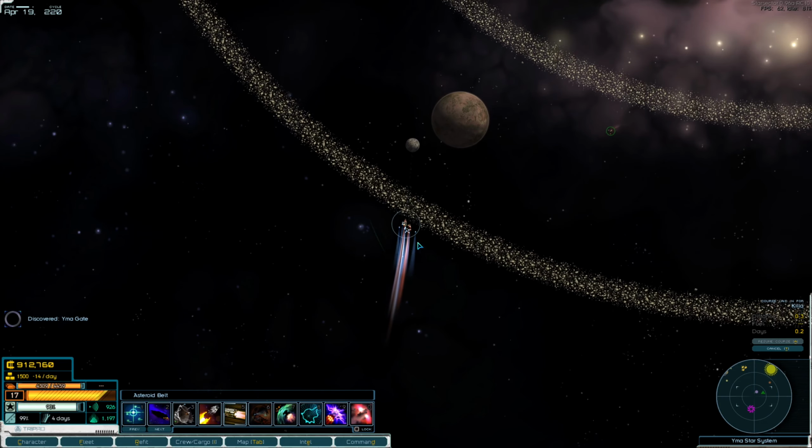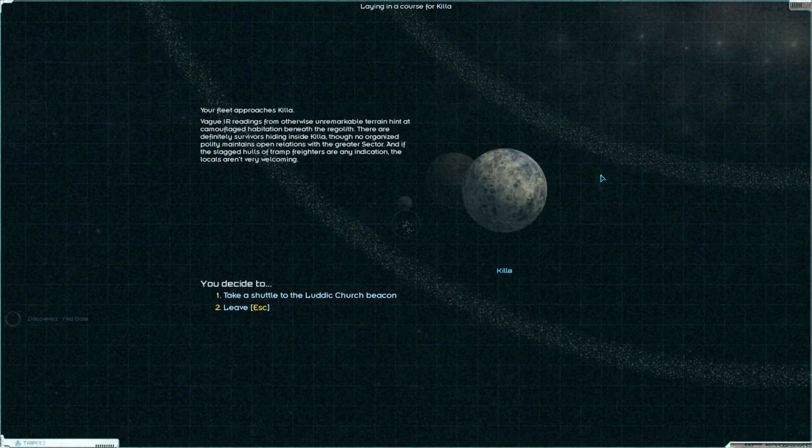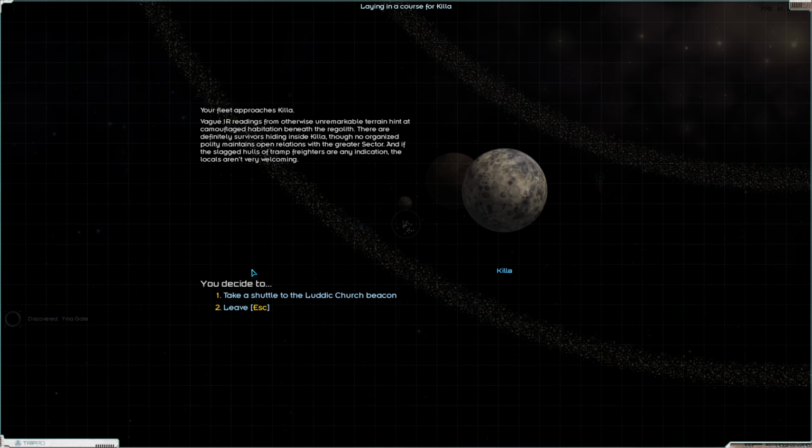All right, folks, here we are at Killa. So they're coming to the shrine, too. Your fleet approaches Killa. Vague infrared readings from otherwise unremarkable terrain hint at camouflaged habitation beneath the regolith. There are definitely survivors hiding inside Killa, though no organized polity maintains open relations with the greater sector. And if the slagged halls of tramp freighters are any indication, the locals aren't very welcoming.